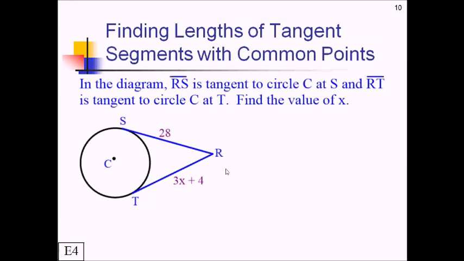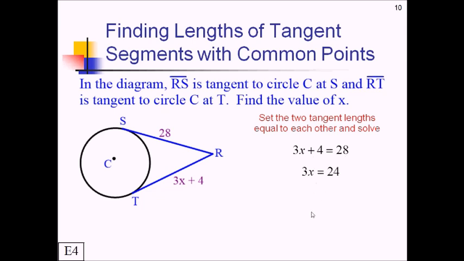In example 4, we're given that RS is tangent to the circle at S, and RT is tangent to the circle at T. So we've got two tangent lines from a common external point. Based on this, pause the video and see if you can figure out the value of x. So the key fact here is that these two tangent lengths are going to be equal, because we were told already that if you have two tangents from a common external point to the same circle, they're going to be congruent. So we just have to set these two things equal and solve. Subtracting 4, we've got 24. Dividing by 3, we get x equals 8.